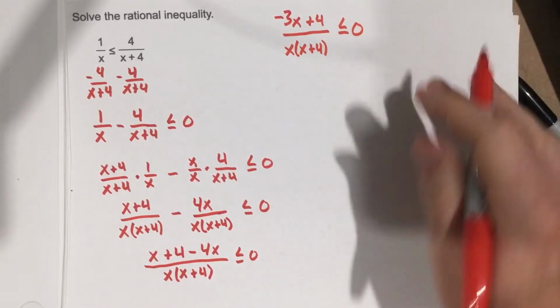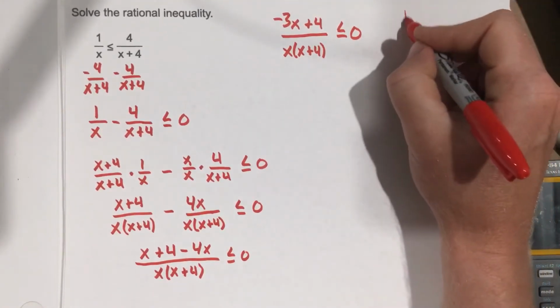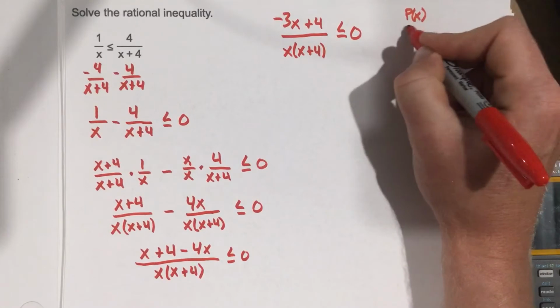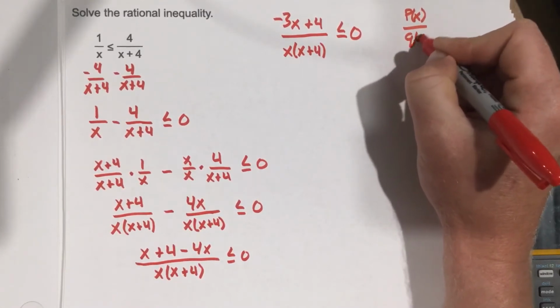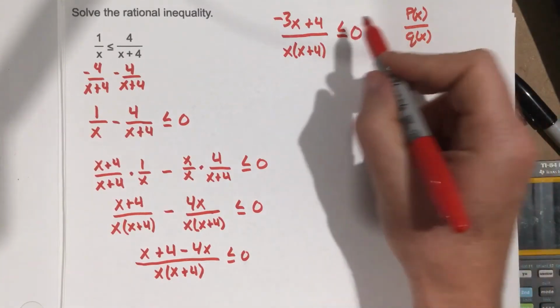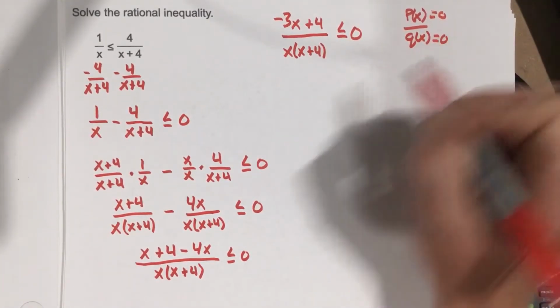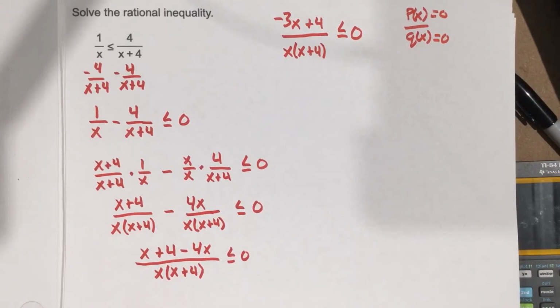So my whole goal with this problem was to get this into a form where we have p of x, which is a polynomial, over q of x. Because I'm going to find boundary numbers by setting p of x on top equal to 0 and then q of x on the bottom equal to 0 and solving them.